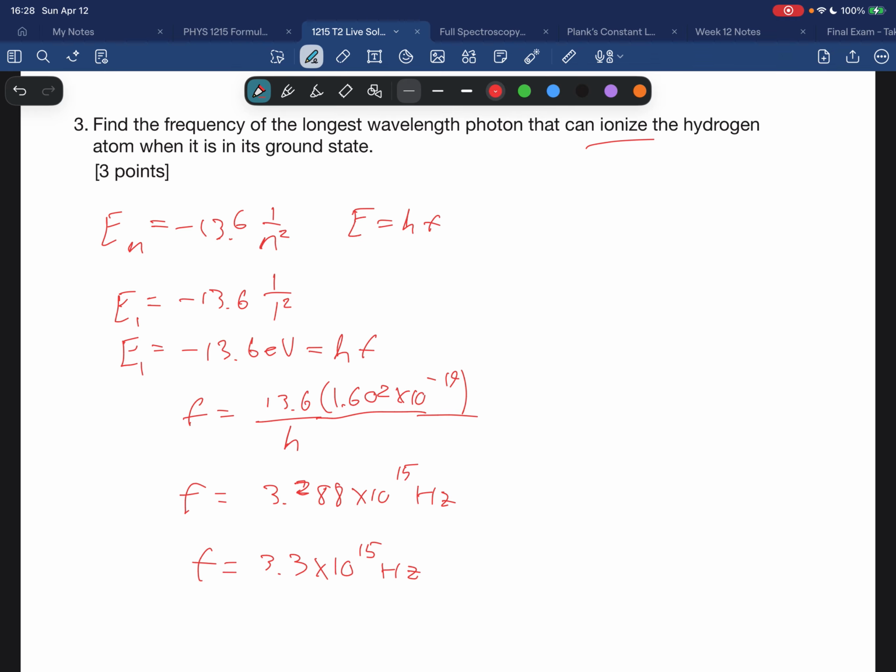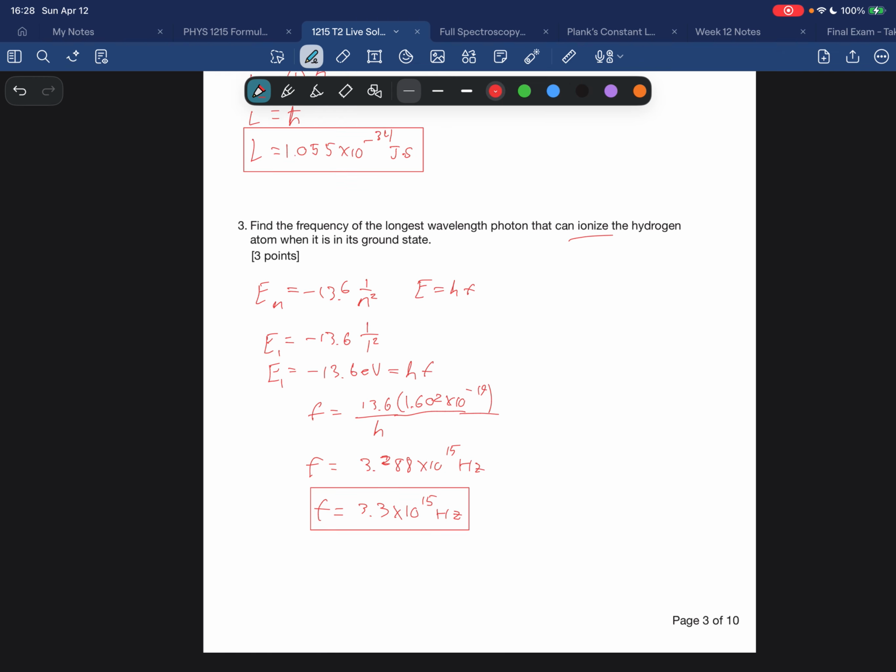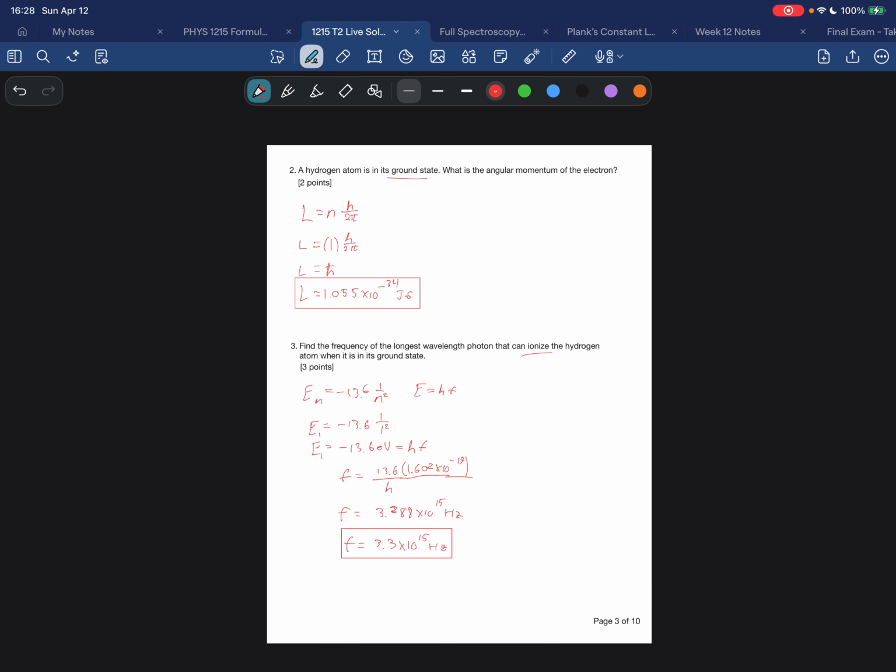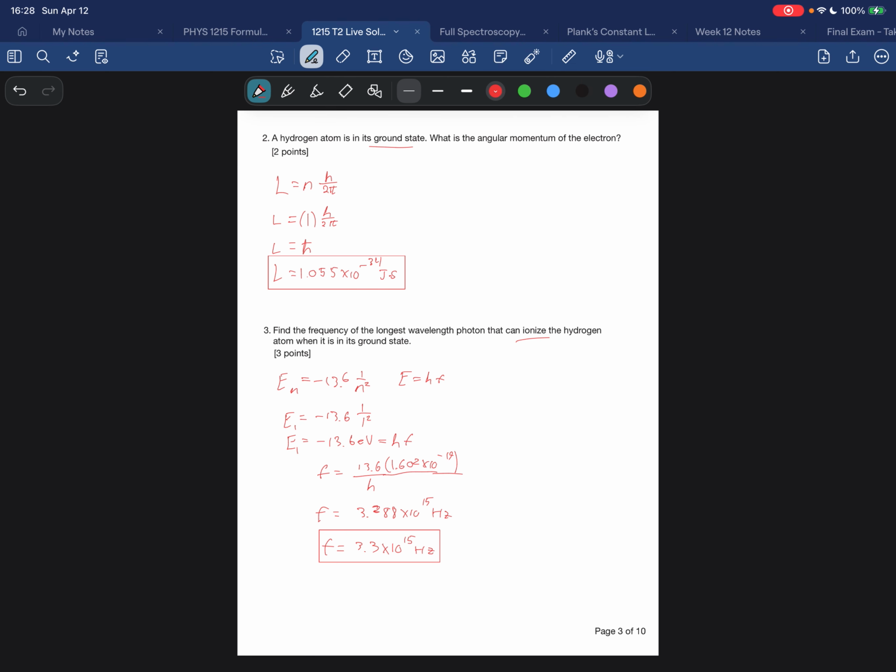So there we go. Round it off. So 3.3 times 10 to the 15 hertz, or I think it's terahertz is the prefix. I don't remember the one for 15 off the top of my head. So that was questions 2 and 3.